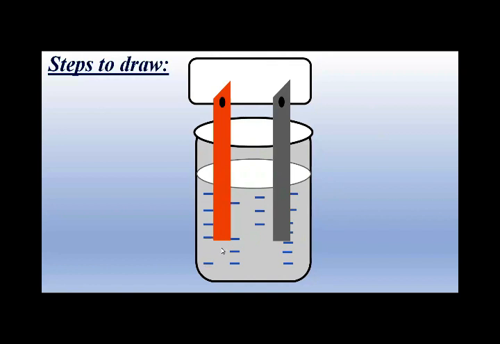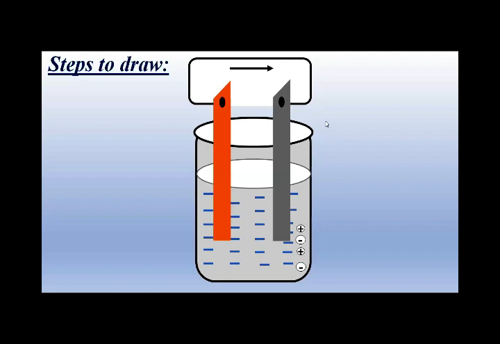Okay, students, what you will do next? The next one is you will show the arrow. Why will we draw the arrow here? It is the sign to show the direction of the current. It means the current will flow from left to right.